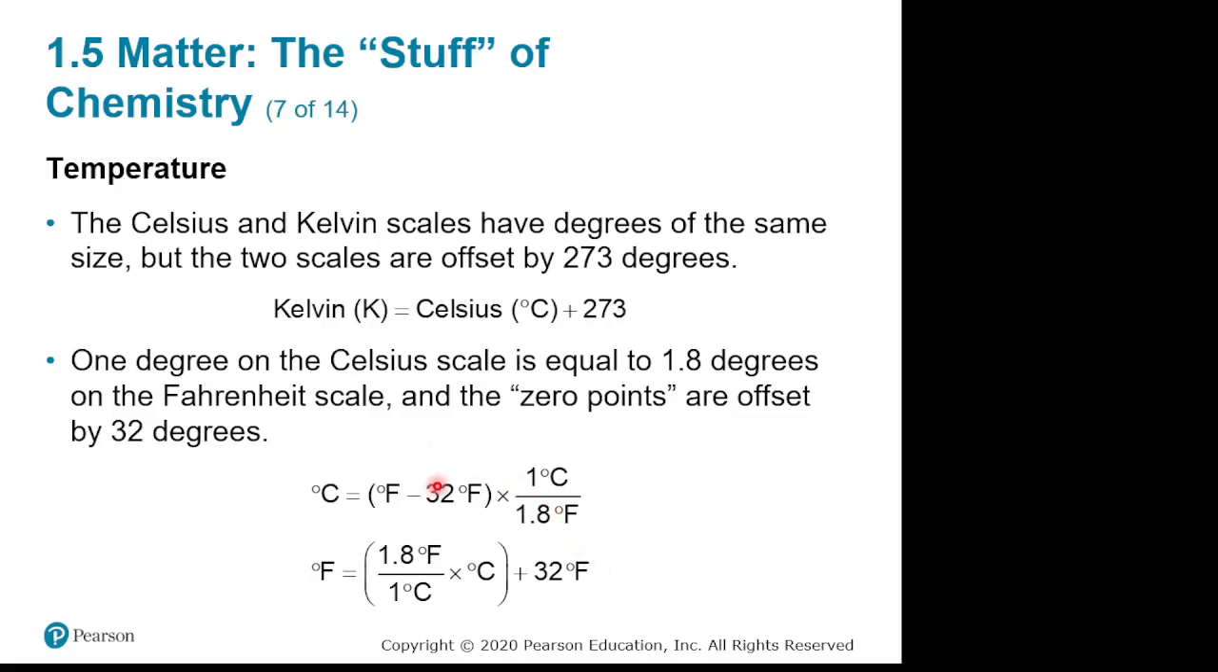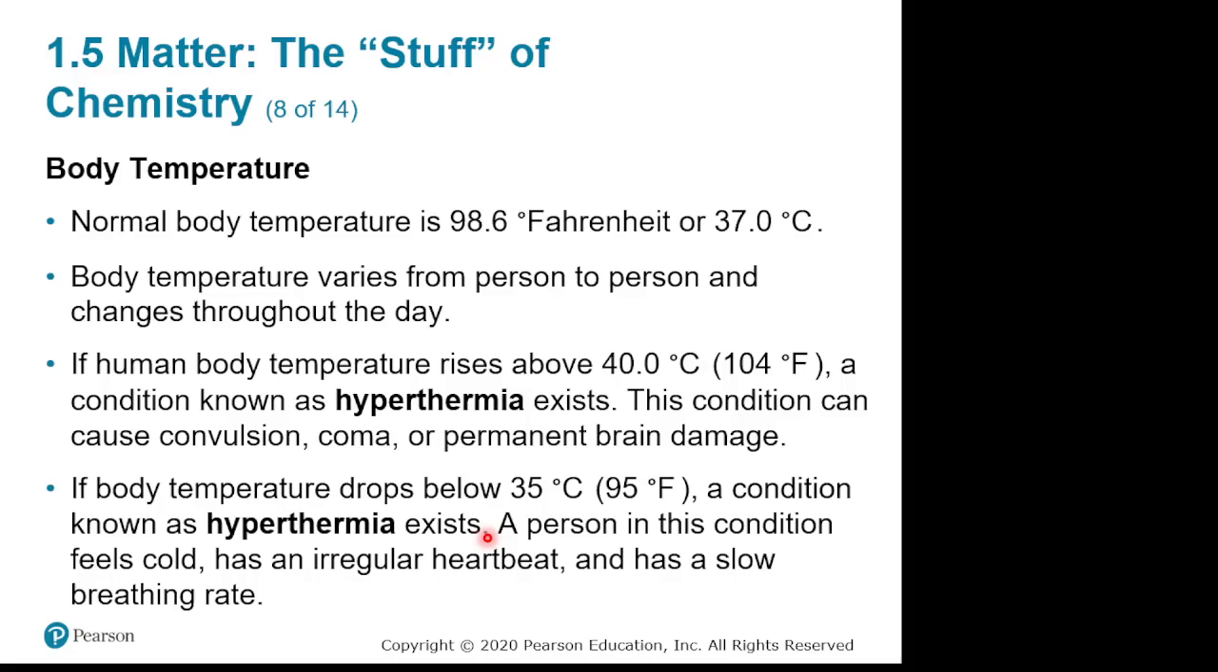If you want to go the opposite way, what you need to do is the opposite of that math formula, right? And so we need to take degrees Fahrenheit, subtract off 32, and then you divide by 1.8 after you've done that subtraction. That's what the parentheses mean, in case it helps. Okay. So body temperature again. The normal body temperature is going to be 98.6 degrees Fahrenheit. This is 37 degrees Celsius. Body temperature is going to vary from person to person.